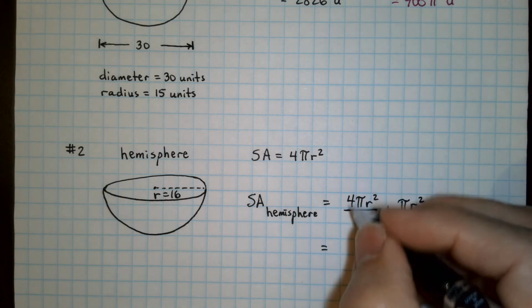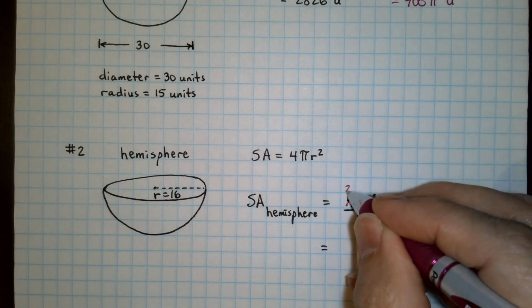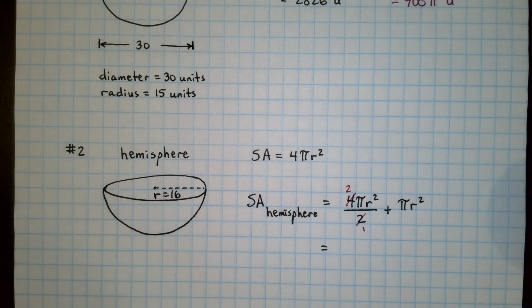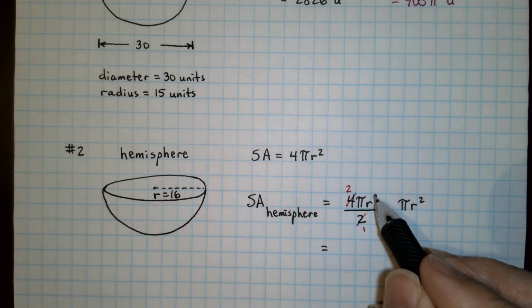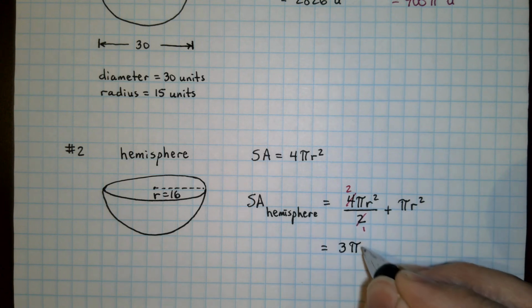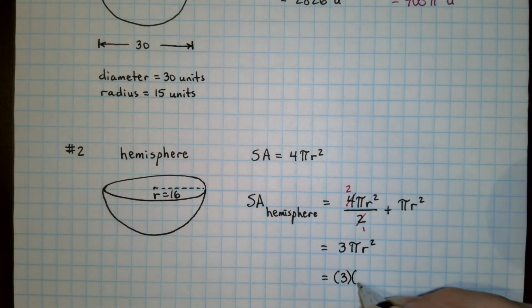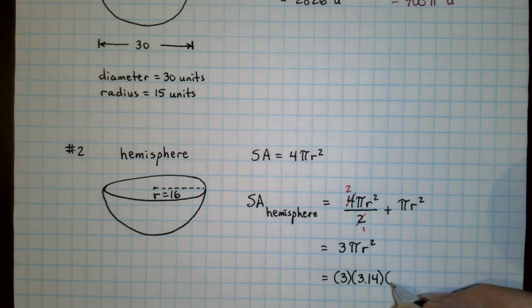Well, 4 divided by 2 reduces to 2 over 1. So we have 2 pi r squared plus another pi r squared makes a total of 3 pi r squared. And we can just use that as our formula if we're dealing with the hemisphere. So for our problem, we would have 3. We'd have 3.14. And we would have the radius of 16 squared.